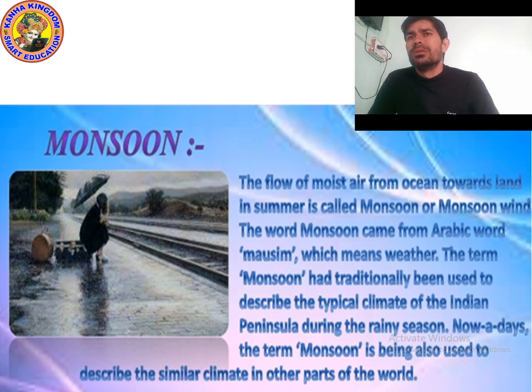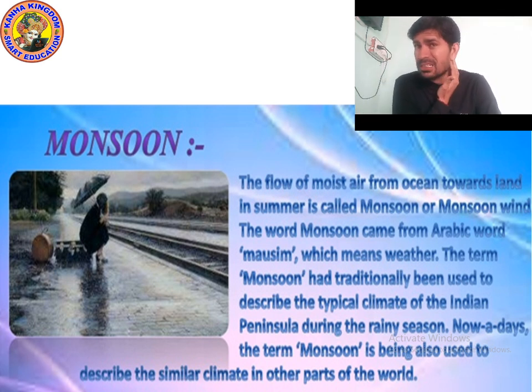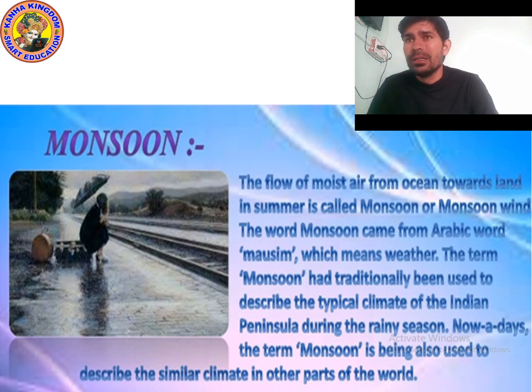The flow of moist air from the ocean towards the land in summer is called monsoon. So during monsoon, the moist air flows from the ocean to the land in summer, which is known as monsoon, or you can say monsoon wind. So what is monsoon wind? Actually, the flow of air from ocean to the land in summer.